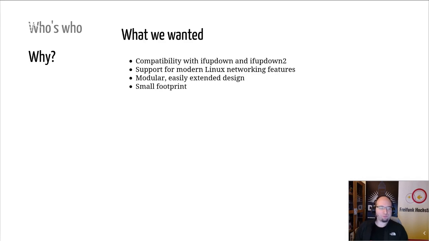So what did we want? It would be cool if our solution would be compatible to ifupdown-1 and ifupdown-2, to be the drop-in replacement I mentioned. It would be nice if it had support for modern Linux networking features, like VRFs or VXLAN, etc. I once tried to configure VXLAN interfaces with ifupdown-1, and I guess I would have had to hack the C code or the scripts, and then went on to ifupdown-2. It should be modular, easily extendable by design. So if some cool new feature comes up, it should be easy to add and not require hacking the core code. And it should have a small footprint. Okay, what did we build?